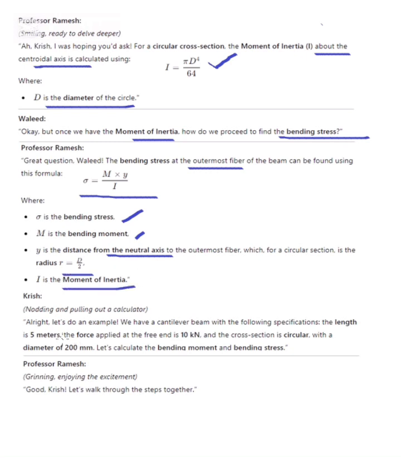Alright, let's do a simple example. We have a cantilever beam with the following specifications: length 5 meter, force applied at the free end is 10 kN, and circular cross section with a diameter of 200 mm. Let's calculate the bending moment and bending stress. Good, Chris. Let's walk through the steps together.